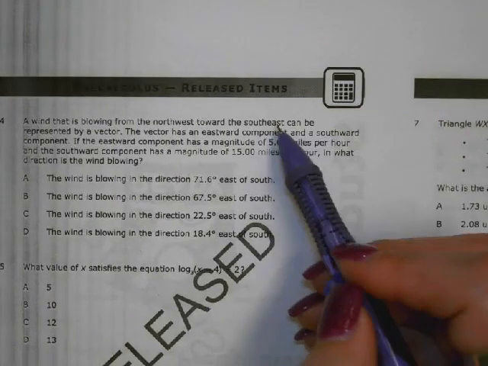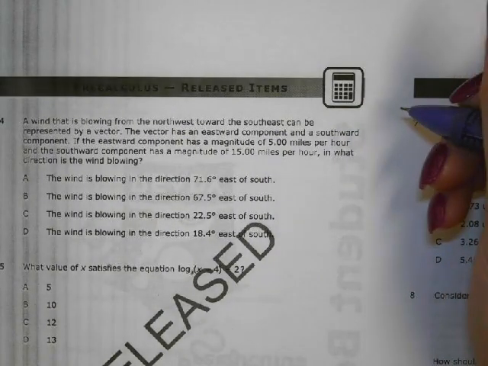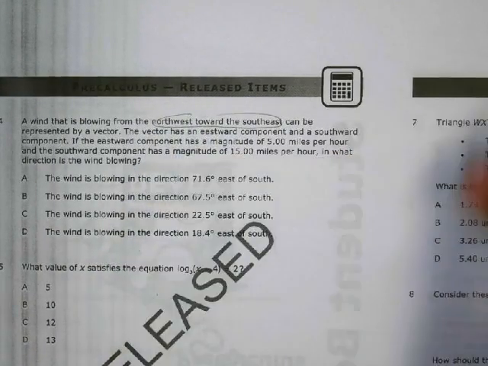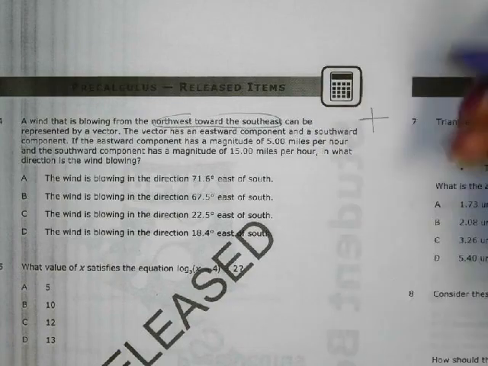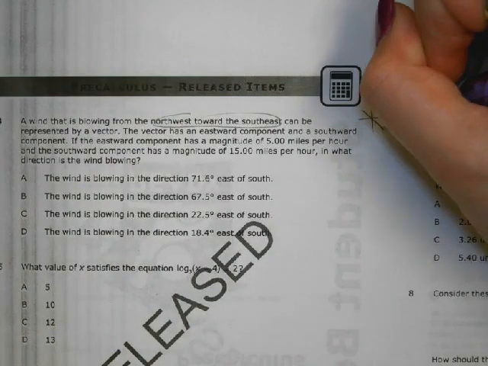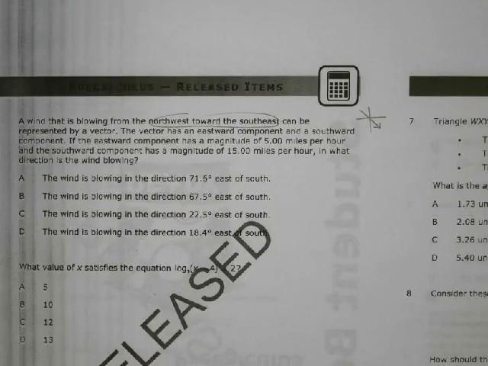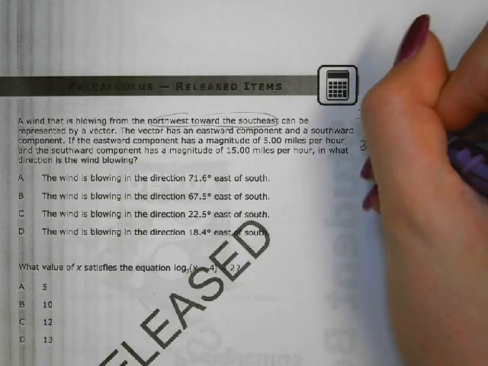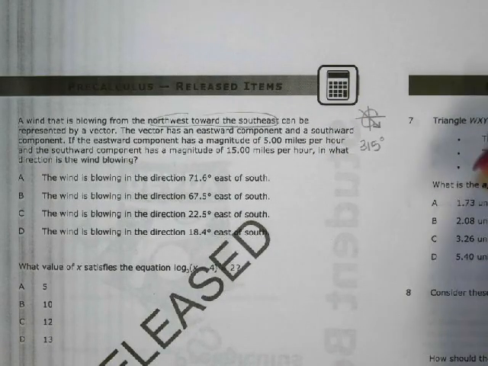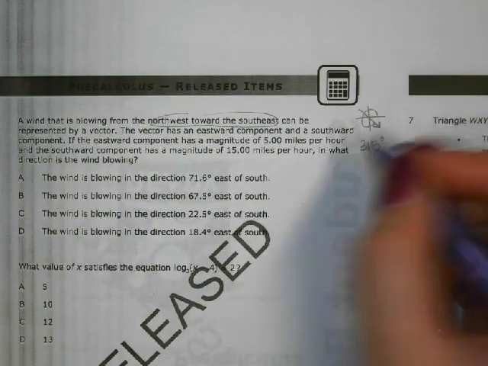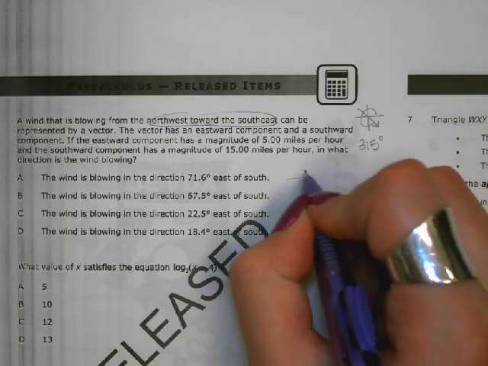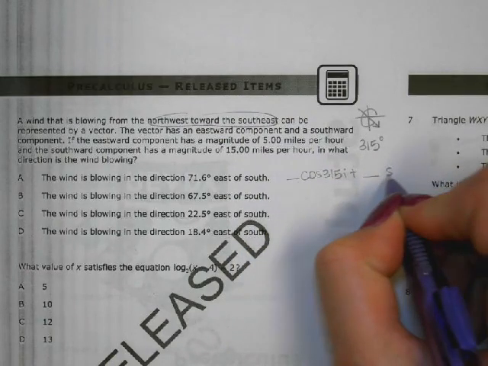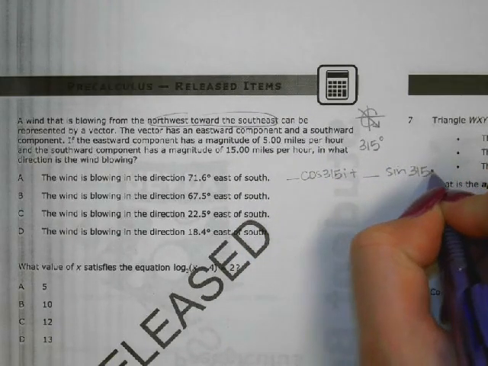All right, so first we want to figure out the angle of our vector. And it says from the northwest toward the southeast. So from the northwest toward the southeast would be this way. So that's a 315-degree angle if we're thinking about measuring it using standard position for our calculator. And so we know we're going to have some magnitude times cos 315 i plus some magnitude times sin 315 j.